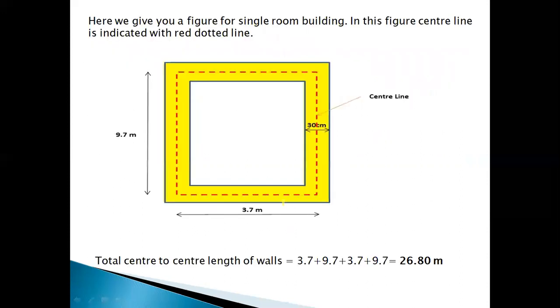We go to the problem. So here we give the figure of a single room building. In this figure, the central line is indicated with the red dotted line. So this is the plan figure for the central line method.